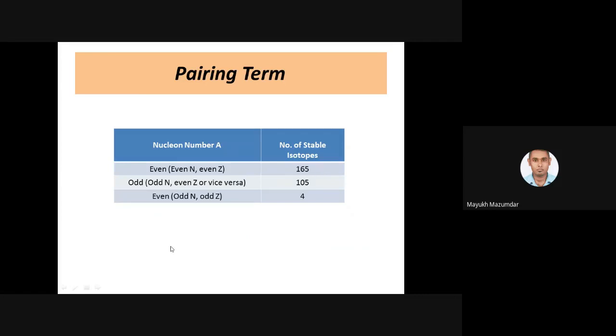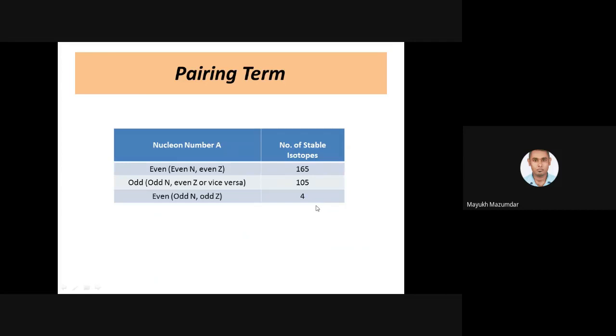Now, when can A be odd? When N is odd, Z is even, or Z is odd, N is even. The number of stable isotopes of those nuclei is found to be 105, less than the previous one. The striking thing is that when nucleon number is even, and both N and Z are odd, only 4 naturally occurring isotopes have been found.